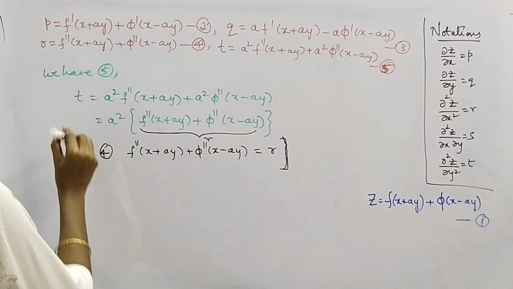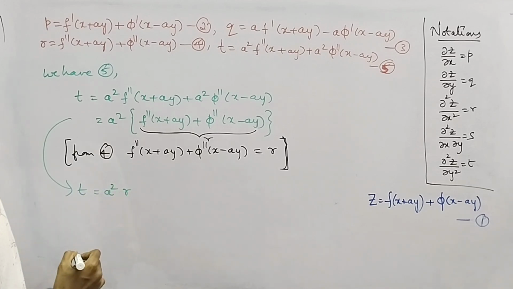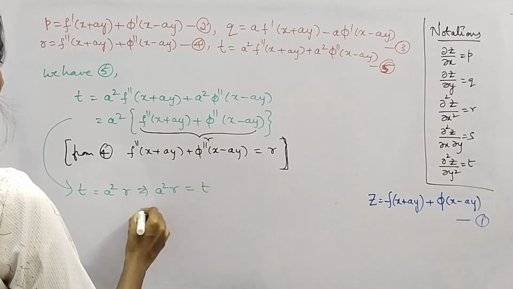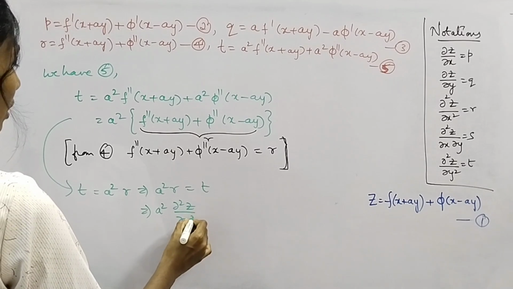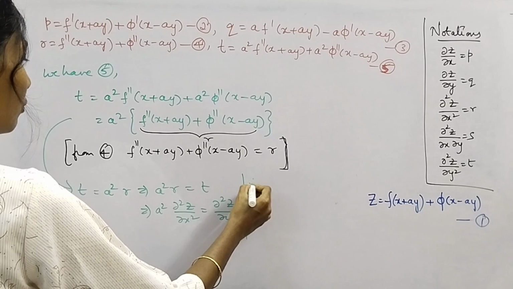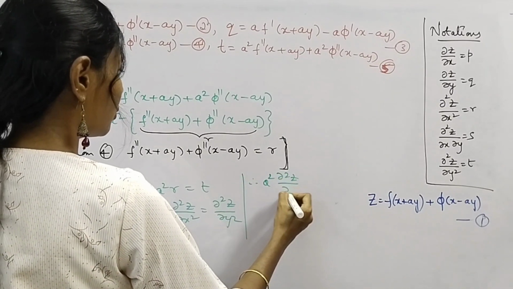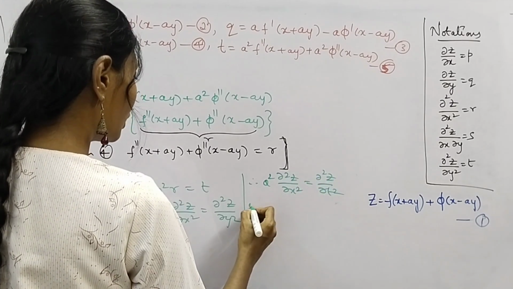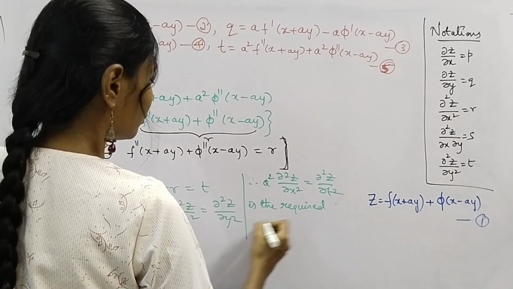Then this gives us t equal to a square into r, right? Or we can write a square r equal to t. Here r is nothing but dou square z by dou x square and t is nothing but dou square z by dou y square, right? Therefore a square into dou square z by dou x square equal to dou square z by dou y square is the required partial differential equation.